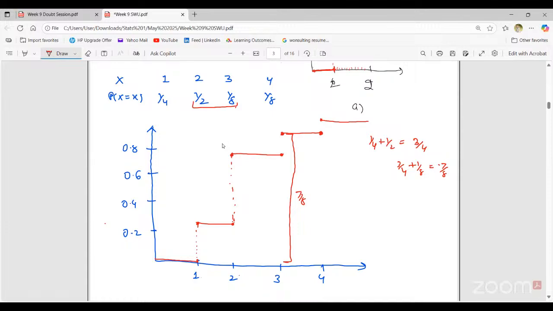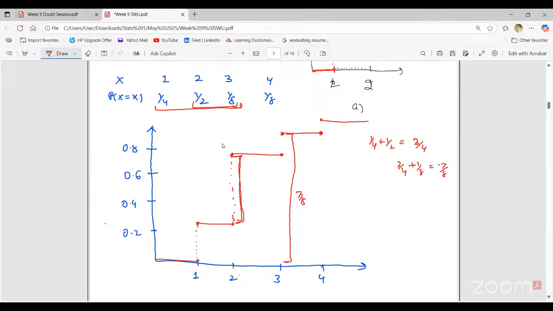Okay. So can you tell me what is this value? Anyone? What is this value? Only this part. Ma'am, how did you calculate the value 7 upon 8? Just by adding all of these three values: 1 by 4 plus 1 by 2 plus 1 by 8.